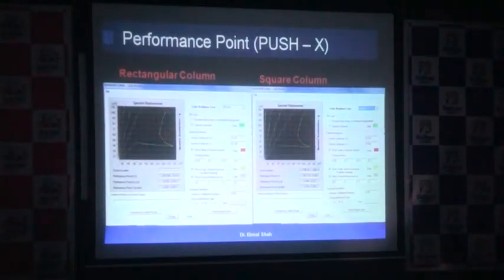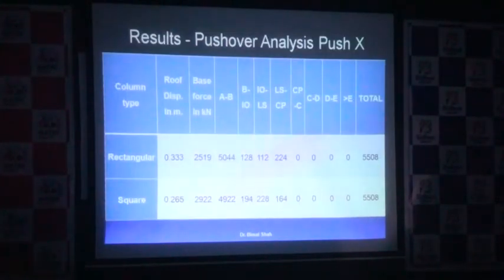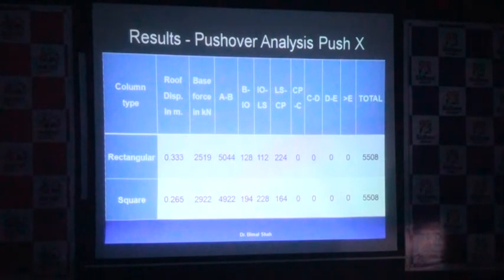Then the performance point: this is the performance point for the rectangular column, and for the square column, this is where the performance point is occurring. We compared these results, and what happened was that when both the buildings were following all the codal provisions, there were still hinges in the range of LS to CP, that is, life safety to collapse prevention. In that range, you had 224 hinges in the rectangular column model, and in the square column model we had 164 hinges lying in the range of life safety to collapse prevention. That means it was quite on the non-linear side.